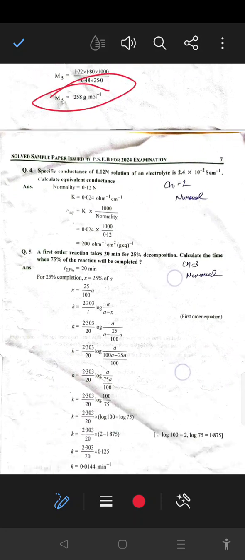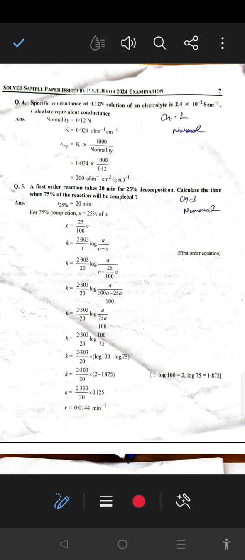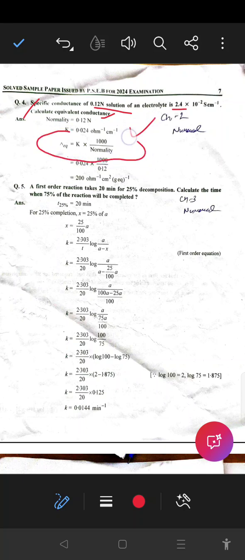So this is the numerical from the first chapter. Next numerical is based upon the second chapter, electrochemistry. The specific conductance of a 0.12 normal solution of an electrolyte is 2.4 × 10 raised to minus 2 Siemens per centimeter. So normality is given and conductivity kappa is given. By using the relationship, equivalent conductivity lambda equals conductivity multiplied by 1000 divided by normality, put all the values, solve, and you will get the answer easily.